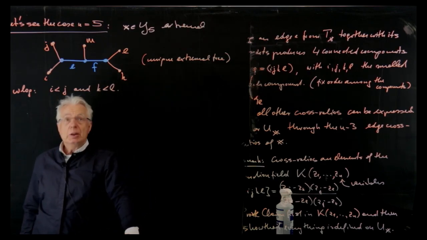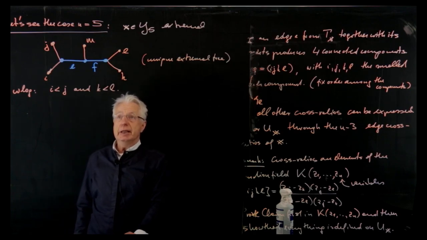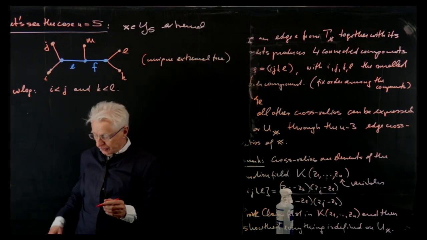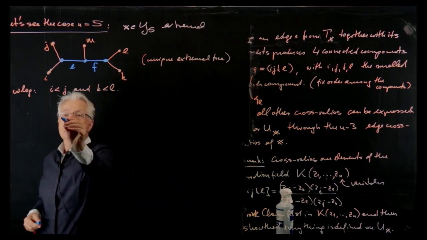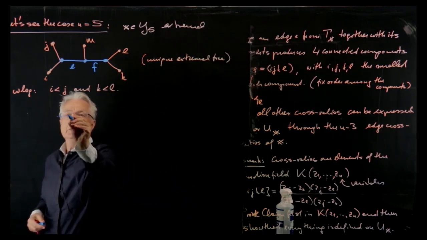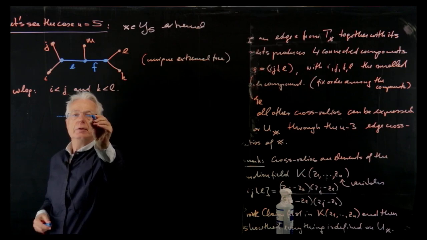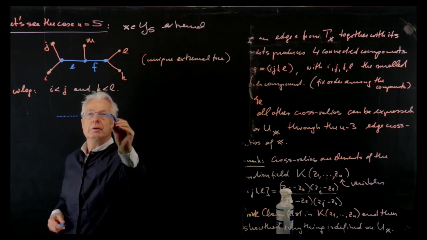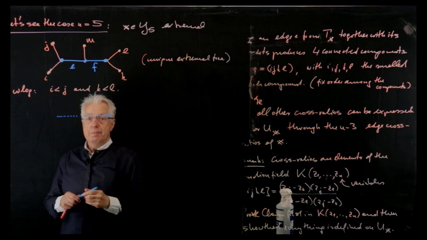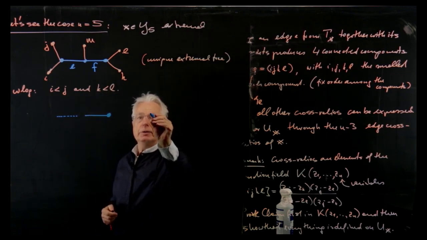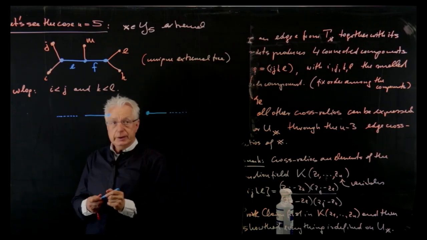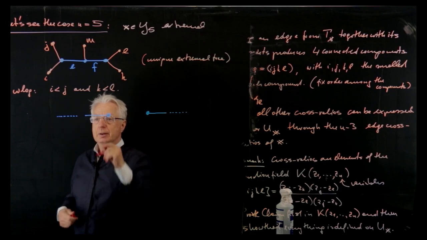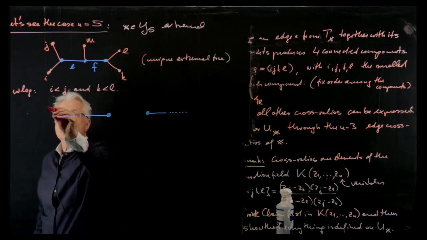So now we can delete e or we can delete f. The situation is symmetric. So let me do both. So I will indicate the deletion like this. So we are just left with this is one case and the other one. There's just one inner vertex left.